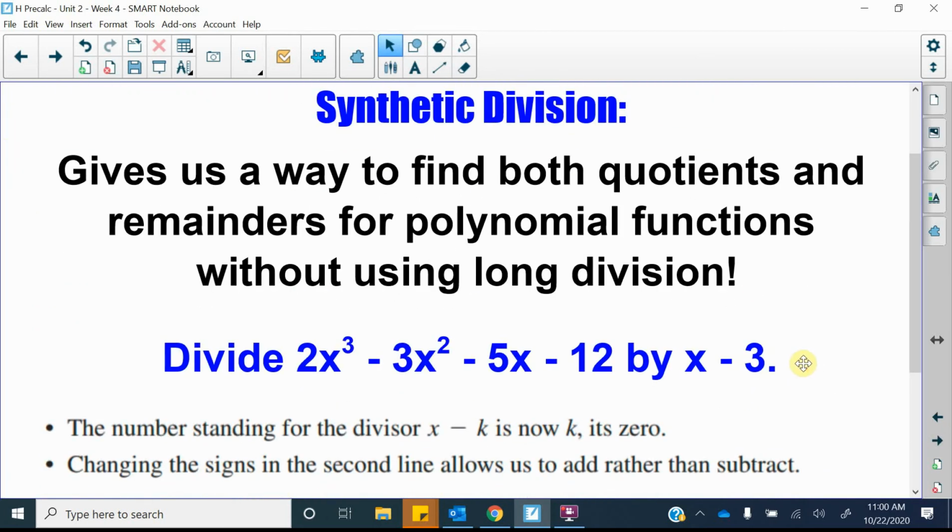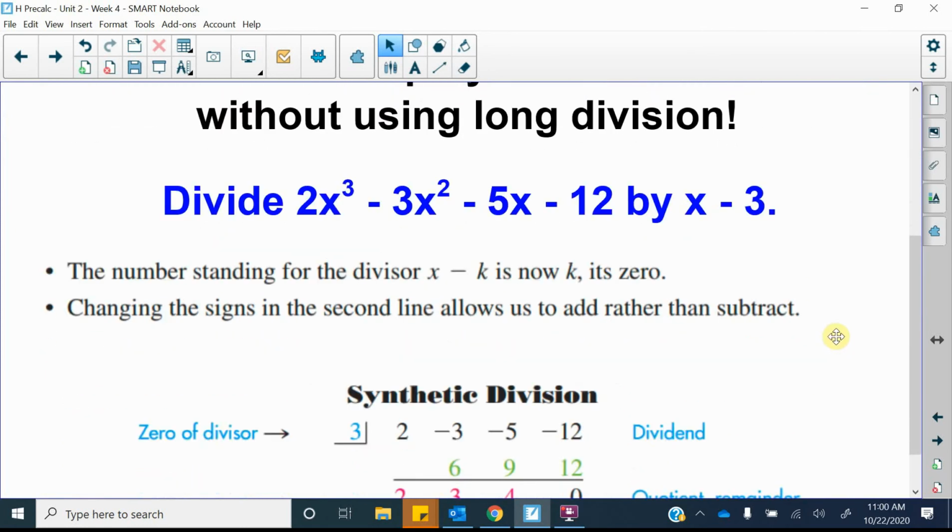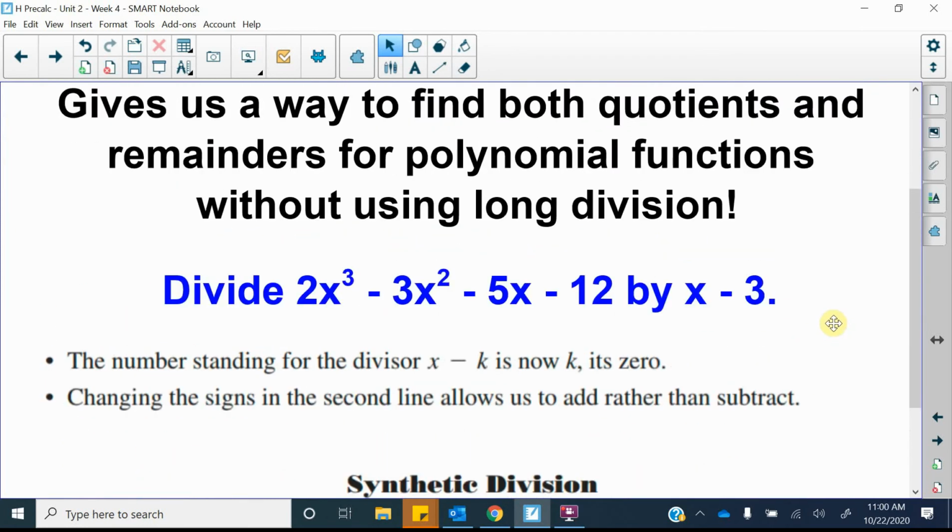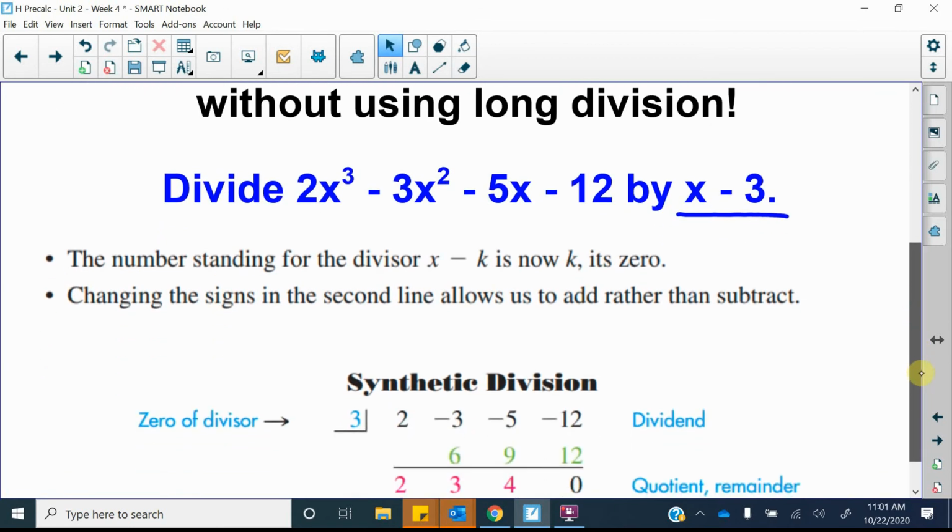So we talked about long polynomial division earlier this week. If you remember, synthetic division is another way to do your polynomial division, except it's only used for one specific type of divisor. And your divisor in this case has to be x plus or minus a value. So we used k in the past. It has to be in this particular form in order to use synthetic division.